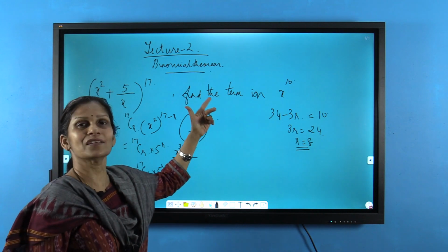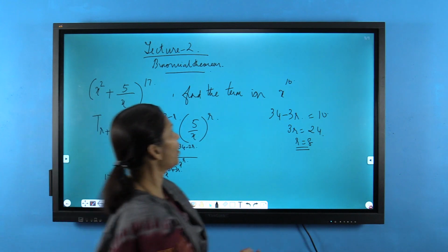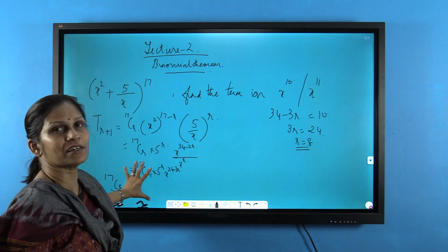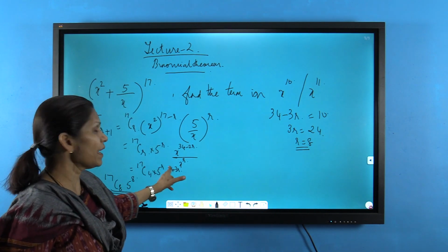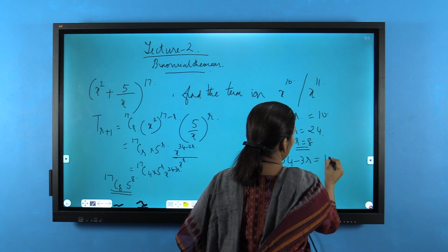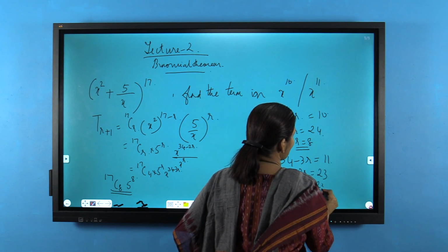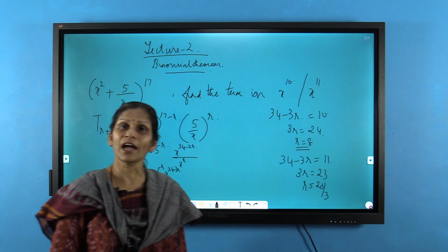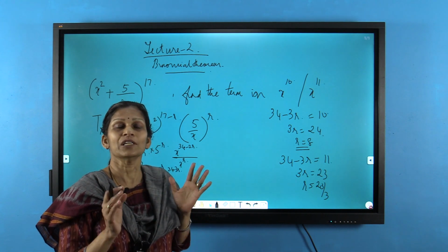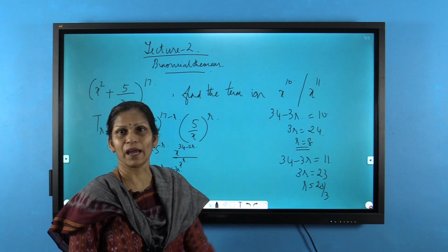So, let me just tweak this question a little more, and suppose in the same question, you are asked to find the term in x raised to 11 also. So, as before, separate the terms with and without x. So, this power of x, which is 34 minus 3r, would now be 11, making 3r is 23, r is 23 by 3. Why is r a fraction, or what can you conclude when you get r as a fraction? You can just say that there is no term in x raised to 11 in this expansion. Is that clear?